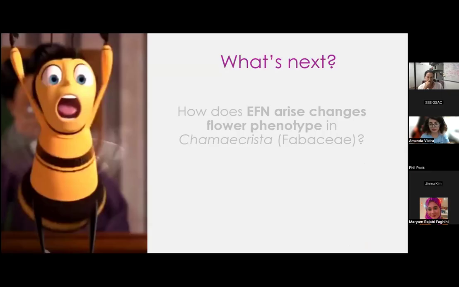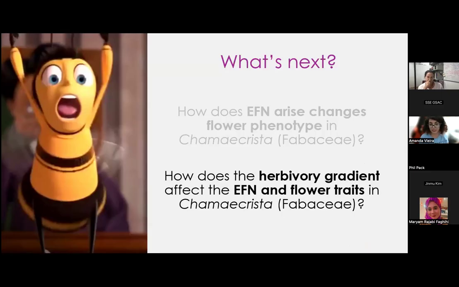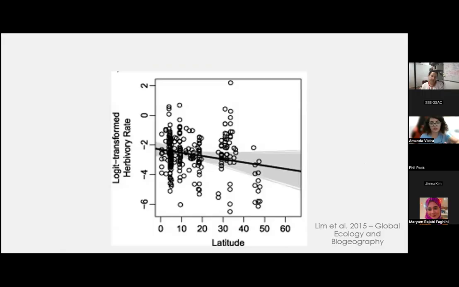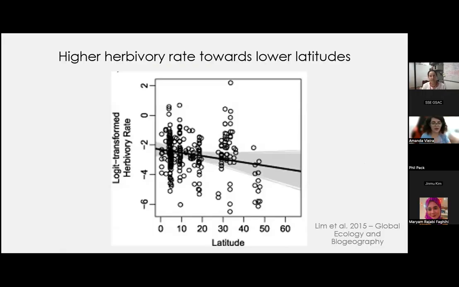Regarding the second question, about how the herbivory gradient could affect EFN and flower traits in Chamaecrista, I just want to show you that this is a hotly debated theory or hypothesis about herbivory increasing towards lower latitudes. This study, published in 2015, showed exactly this: there's a higher herbivory rate in plants close to the equator, so in lower latitudes. But this is a hotly debated theory.